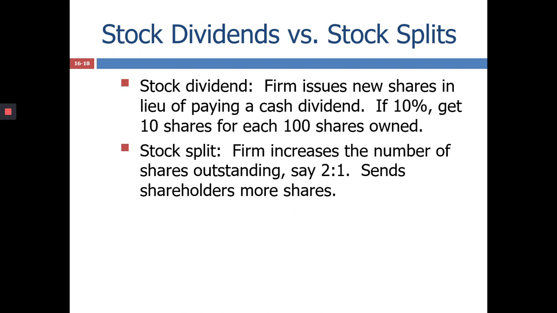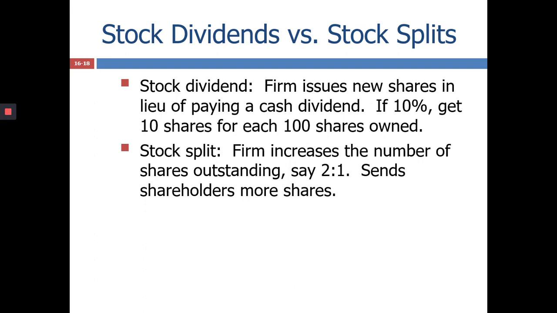Alright, so let's move on to stock dividends. So what are stock dividends? For example, the firm issues new shares in lieu of paying a cash dividend. For example, if you have 100 shares, you will get 10%, which means 10 shares. So instead of a cash dividend, you get shares as dividend.